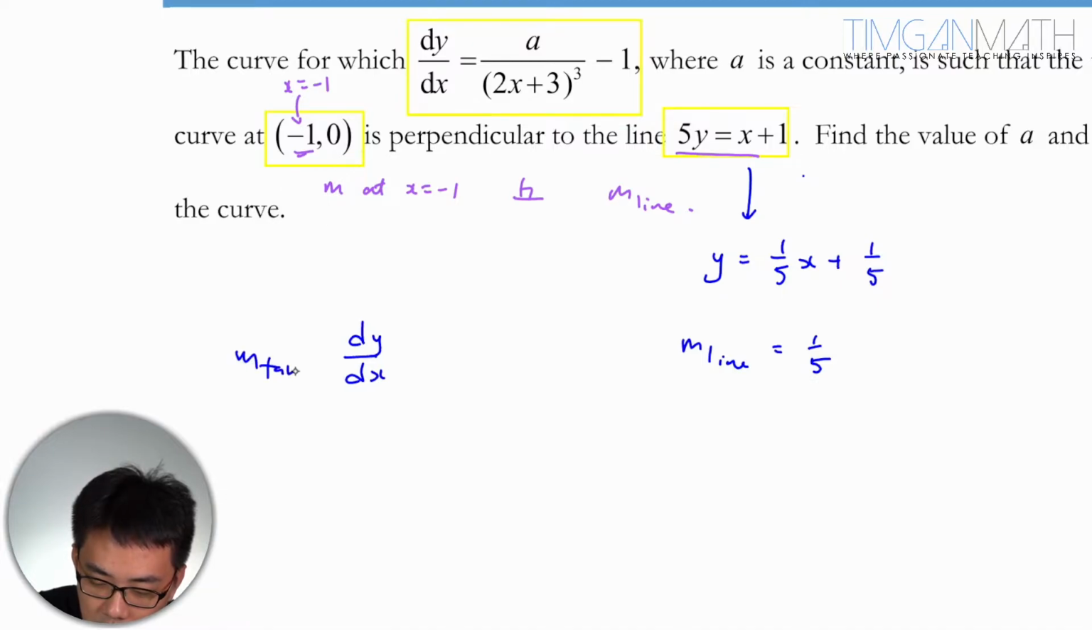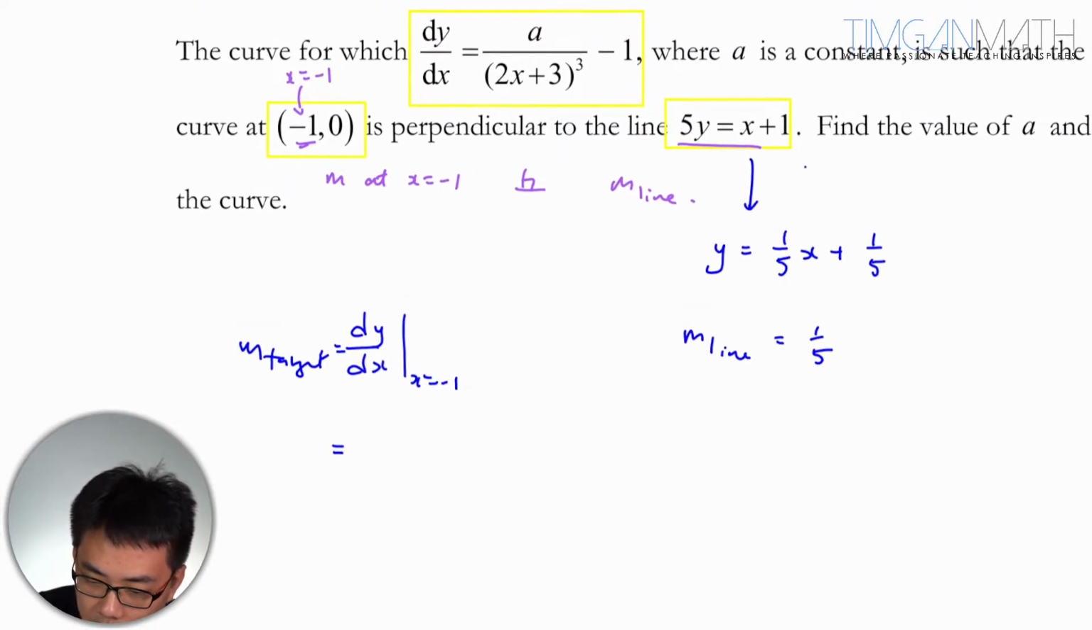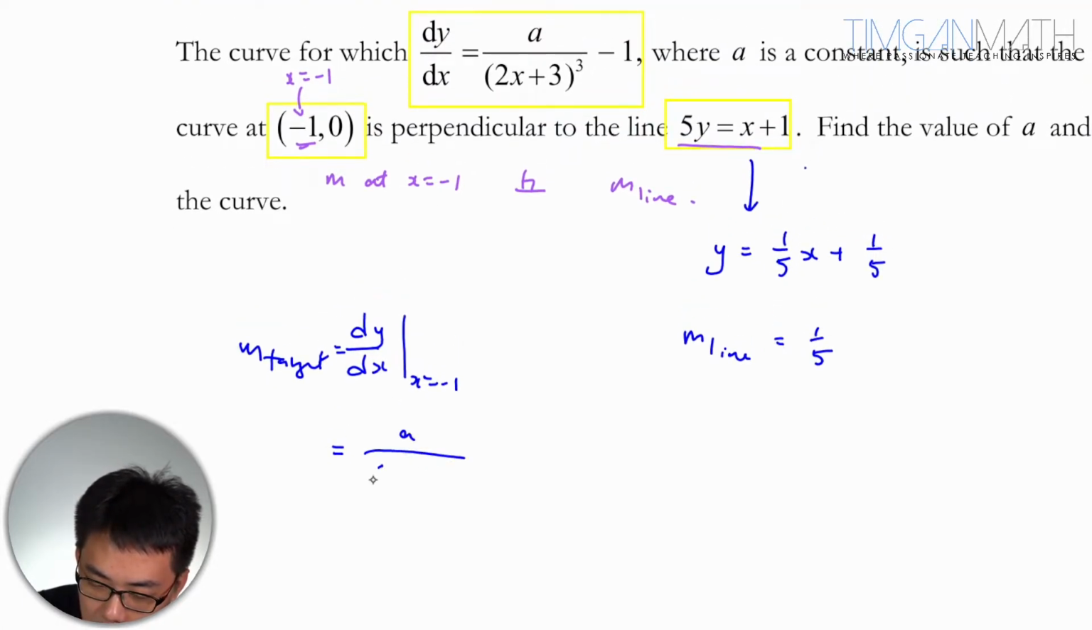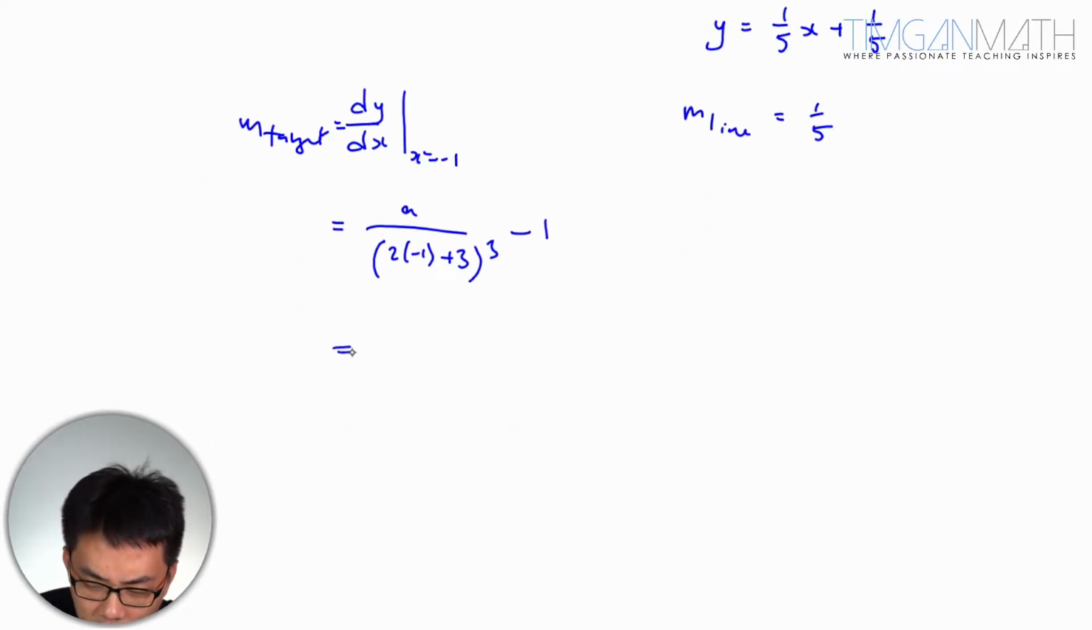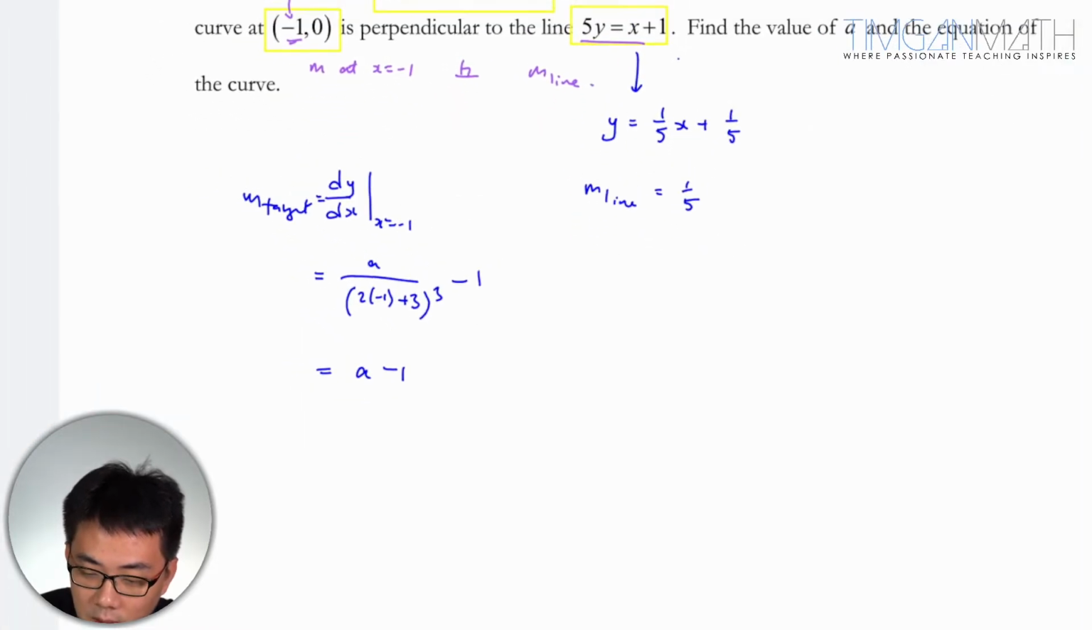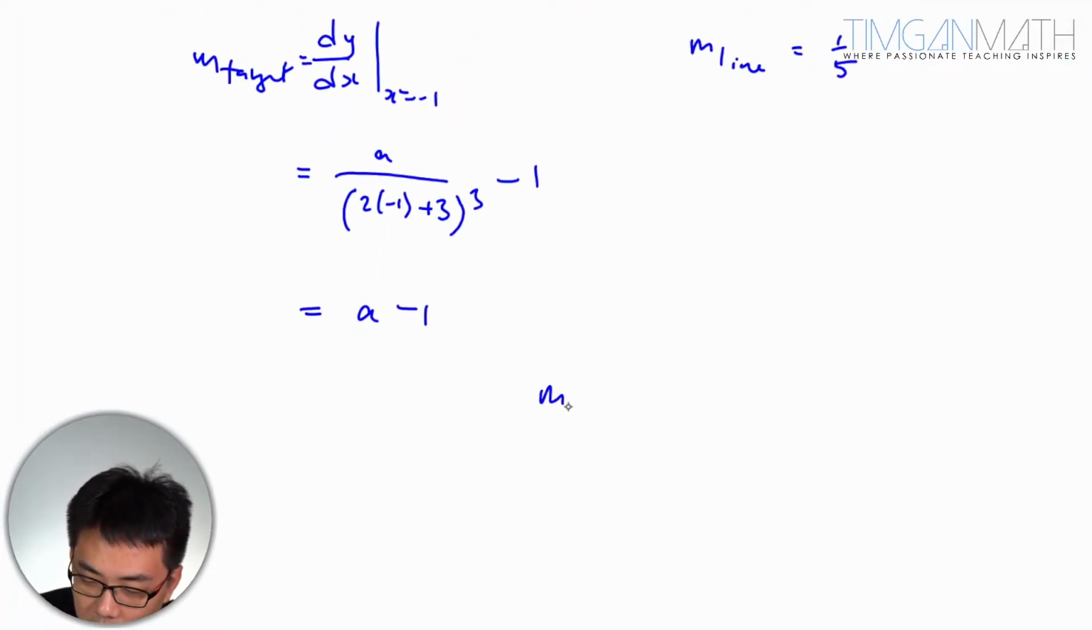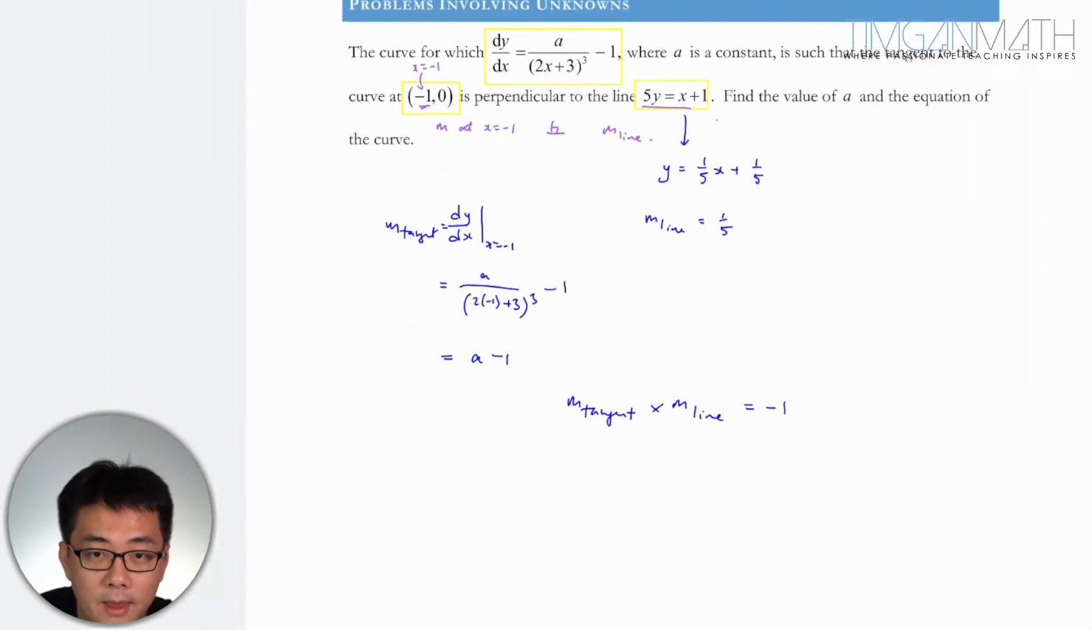when x equals -1, will just be a, replacing this into this expression here, 2 times -1 plus 3, to the power 3, minus 1. That will be -2, oh, so this is a minus 1, right? This is m tangent. So in other words, if they are perpendicular, you just put m tangent multiplied with m line would be -1. All right.